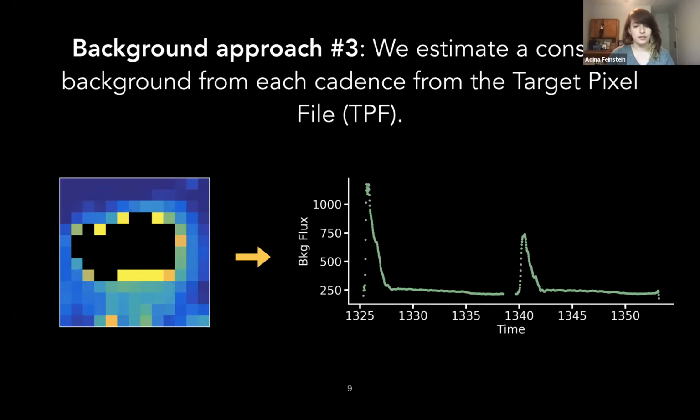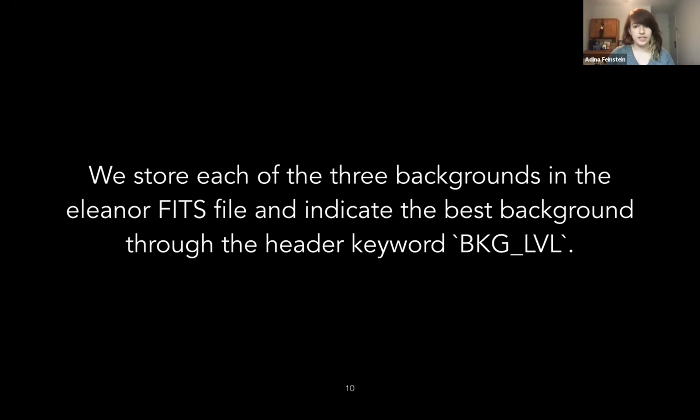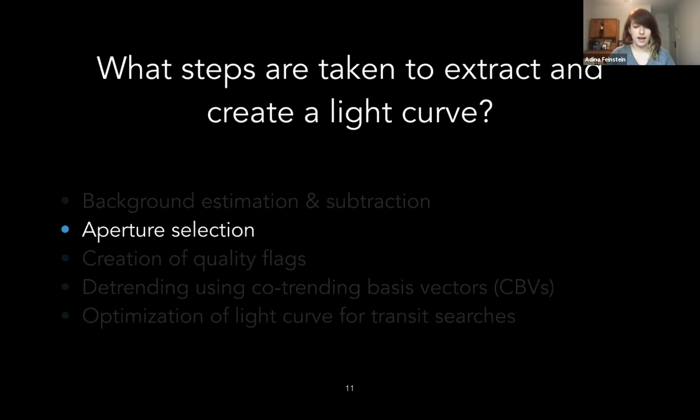And here the Eleanor corrected flux, or best light curve, is really optimized for exoplanet searches, but we provide all of these steps along the way so that you can go back, remove some background that might be in the way, or flatten out any long-term rotation signals or whatever you're looking for, and then you can apply new backgrounds. We store each of these in the FITS files, and they're indicated by a header keyword called BKG_level. So there's the 1D postcard level, there's the 2D postcard level, which is the 2D modeled background, and then there's the 1D TPF. The next thing that we do is select an aperture.